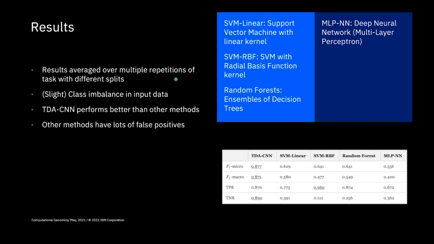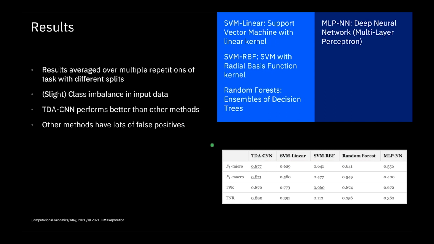Of course this has to be done with cross validation, splitting your data several times and looking at the average or the distribution of the scores. There was a very slight class imbalance in the input data, but it didn't really make a difference. What we compared against was an SVM with a linear kernel, an SVM with a radial basis function kernel, random forests, and a fully connected neural network with several layers, in this case an MLP.